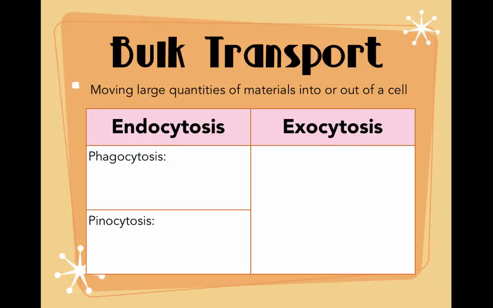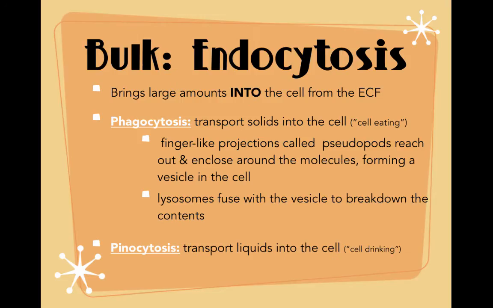Endocytosis has two types, which are phagocytosis and pinocytosis. So with endocytosis, large amounts are brought into the cell from the extracellular fluid, and there are two types. There's cell eating and cell drinking. Phagocytosis stands for cell eating, and that is a transport of solids into the cell. What happens is there are these finger-like projections called pseudopods that reach out and enclose around the molecules, forming a vesicle in the cell. The lysosomes then fuse with the vesicle to break down the contents.